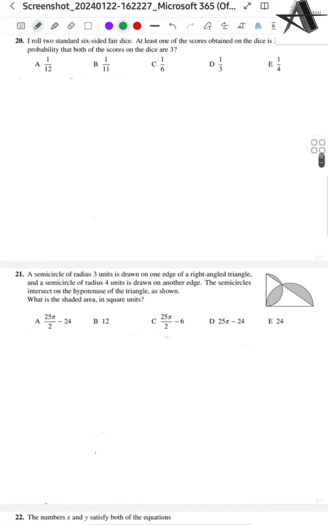Okay. I roll 2 standard 6-sided fair dice. At least one of the scores obtained on the dice is 3. What is the probability that both of the scores on the dice are 3?